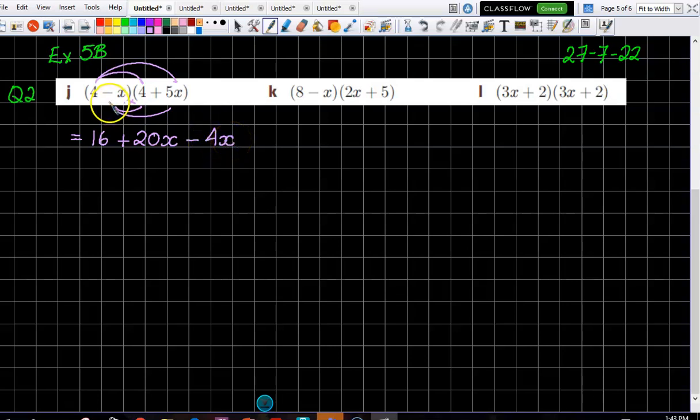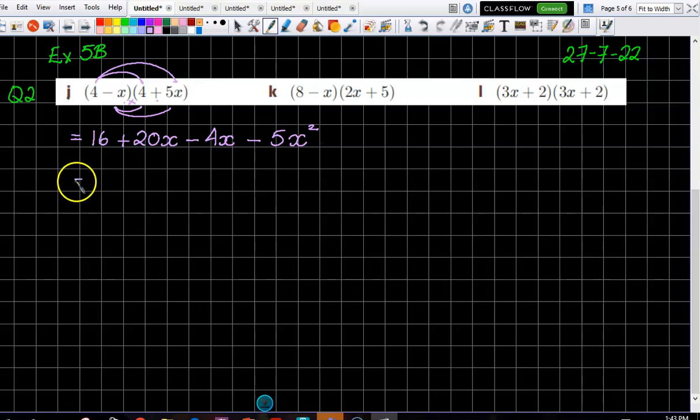And then a minus times a positive again is a minus. What's x times 5x? Thank you, Paige. 5x squared. Doable? Are we done? No. We gather our like terms.